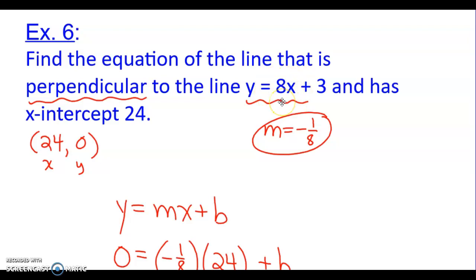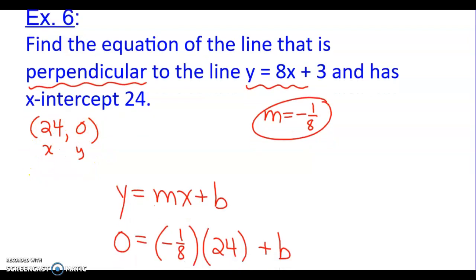Well, what I want is the perpendicular slope. So the perpendicular slope will be the negative reciprocal. I have to flip the fraction, so 8 over 1 becomes 1 over 8, and I have to change the sign. So this is positive, so the slope that I want is going to be negative 1 over 8. Second piece of information, the x-intercept is 24. So if I write that out as an ordered pair, I have 24, 0. So 24 is x, 0 is y.